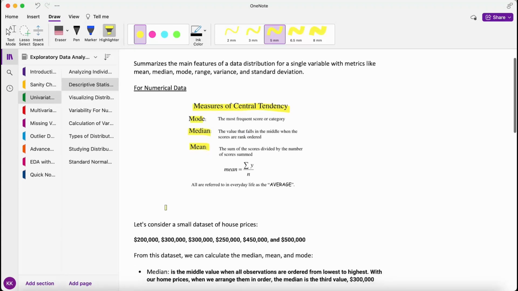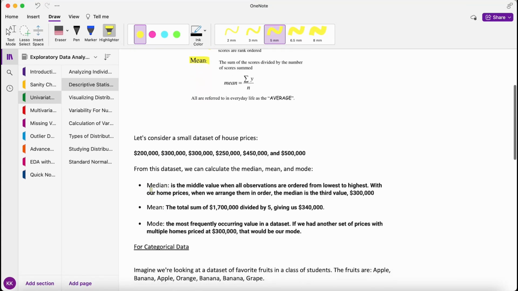The mean, also known as the arithmetic average, is calculated by summing all values and dividing by the number of observations. In the context of our example involving home prices, if we have 5 homes priced at $200,000, $300,000, $250,000, $450,000, and $500,000, the mean price would be the total sum of $1,700,000 divided by 5, giving us $340,000. The mean is sensitive to outliers, which can pull it in the direction of the extreme values.